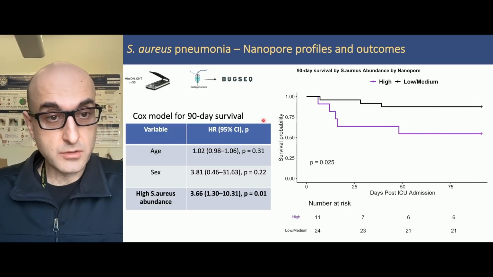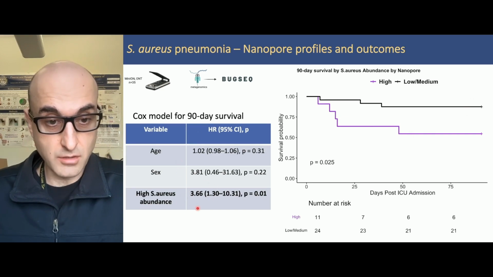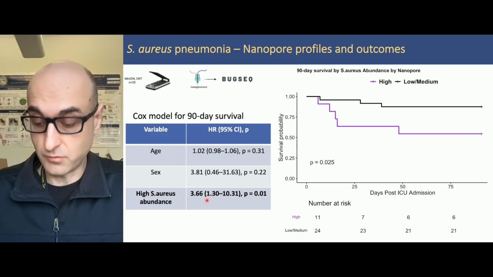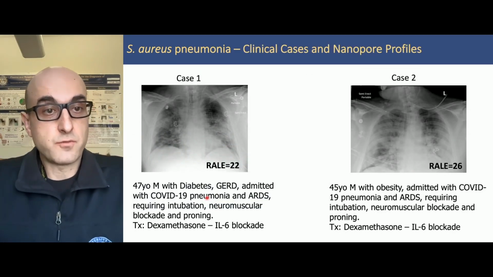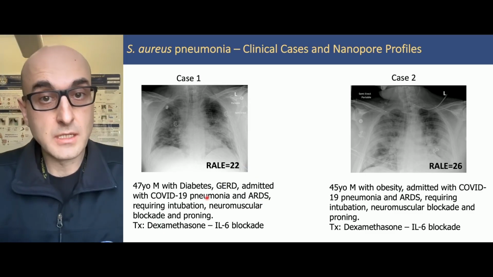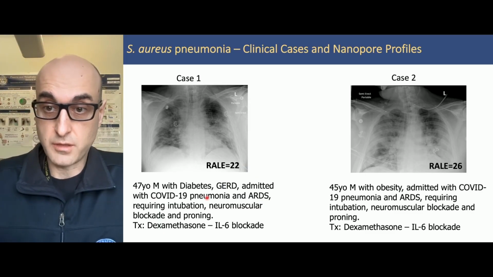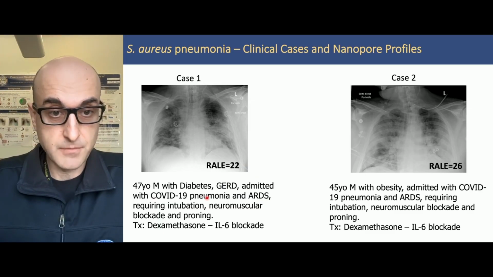We built a Cox model to adjust for age and sex and found that high Staph aureus abundance was the only independent predictor of worse survival at 90 days. And to illustrate this further, we'll review two clinical cases with their course and Nanopore profiles.